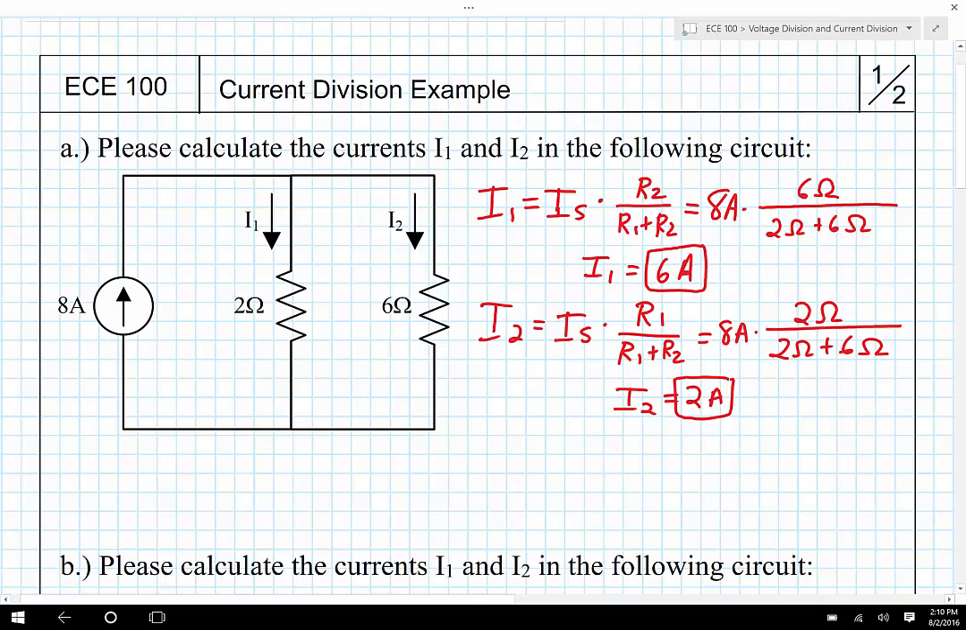Do the 2 currents add up to 8 amps? Yes, they do. And does the larger resistor get less current? The 6 ohm resistor is the larger one, and it gets less current. So yes, it is a good reality check. Both of those do in fact work out to be correct. So we're feeling good about those answers.